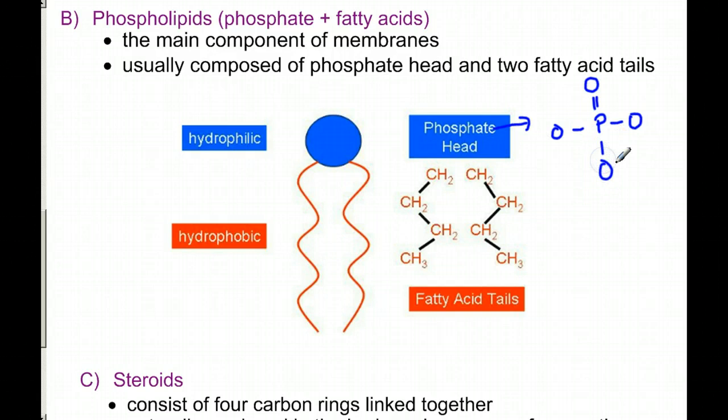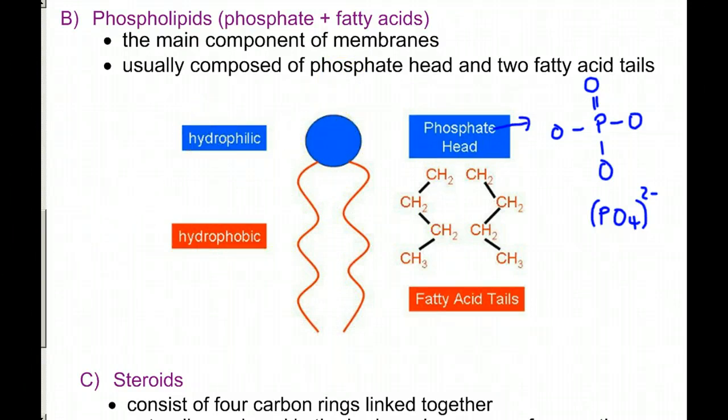You might remember this from chemistry. Phosphate is a polyatomic ion, and it's got an overall charge of 2-. That's a phosphate. This is what the structure of phosphate looks like. And a phospholipid is basically long carbon chain tails, and there's always 2. And it has a phosphate head. And the head is hydrophilic. The tail is hydrophobic.